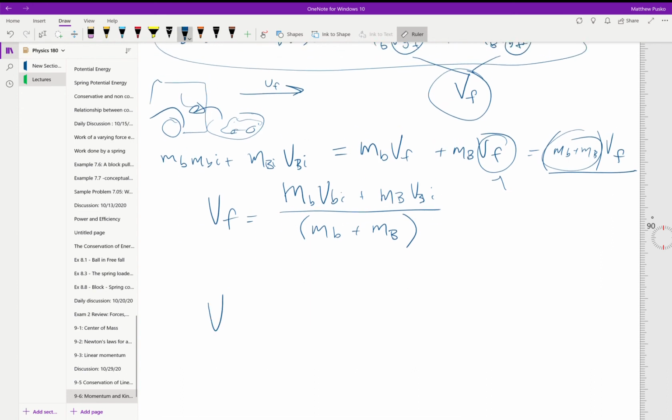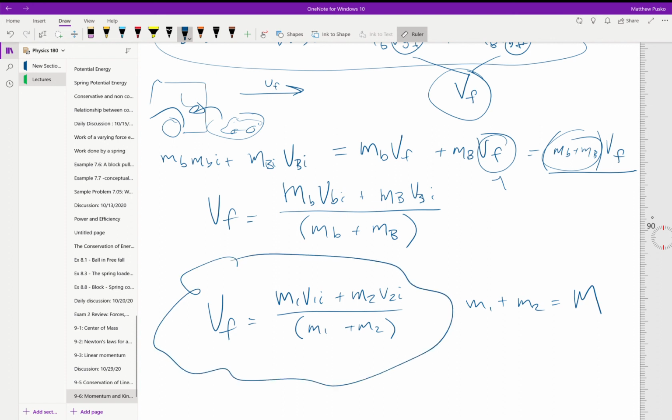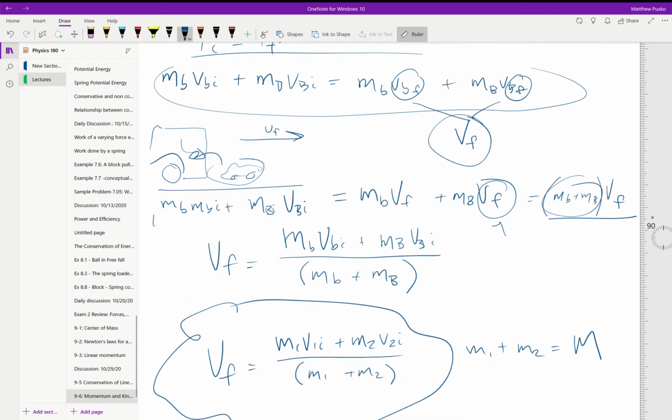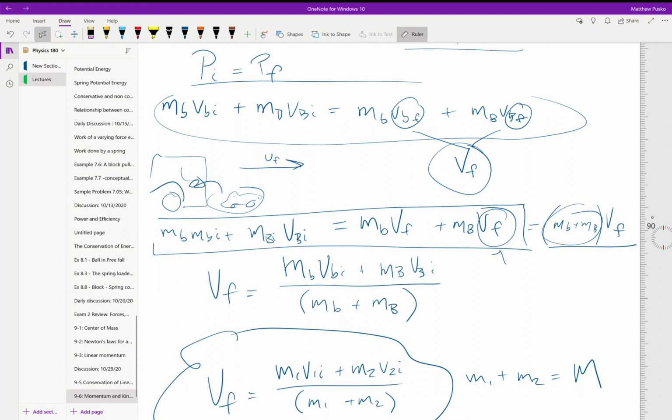It can be any two objects, right? M1 V1 initial plus M2 V2 initial, all divided by the combined mass, M1 plus M2. You might sometimes see M1 plus M2 as a capital M, but it's a pretty powerful equation right here. All comes from the conservation of momentum. Now, like I said, most collisions are somewhere in between. We're going to be pretty much doing one or the other for simplicity.